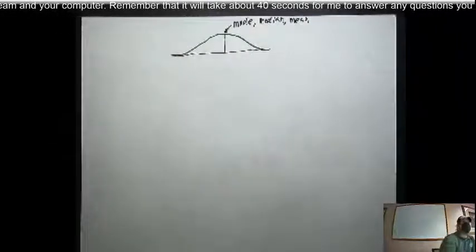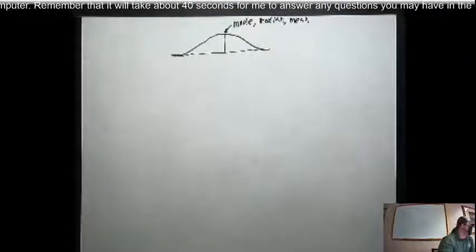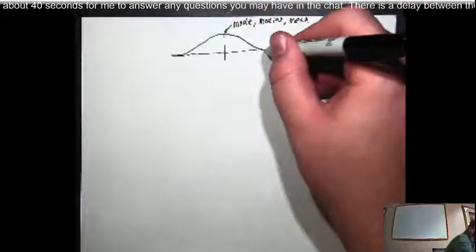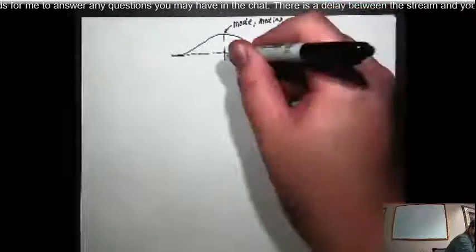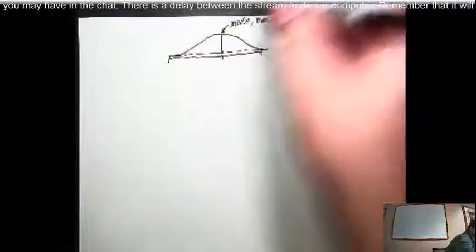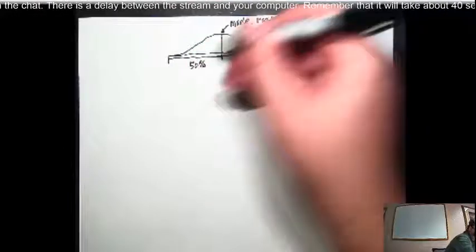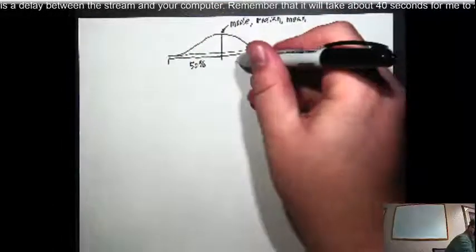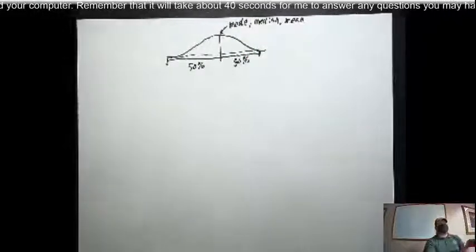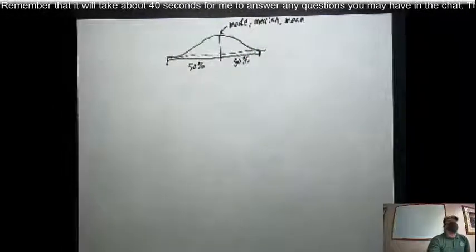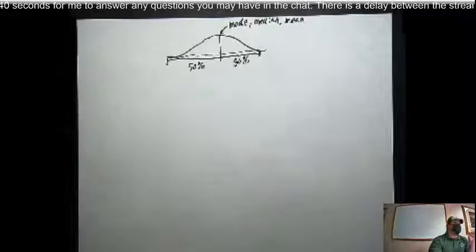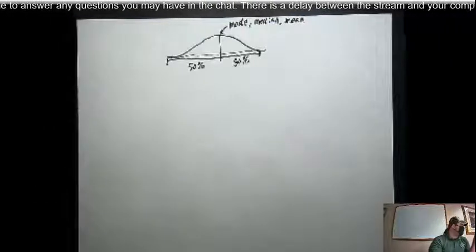Now, what we said last time is that using this information, we can make some assumptions about our data. First of all, again, this is a 50-50 split. So 50% of our data is on this side of the mean, and 50% of our data is on the other side of the mean. So exactly equal. Now, that being the case, we can find the exact percent of data that lies in certain areas.